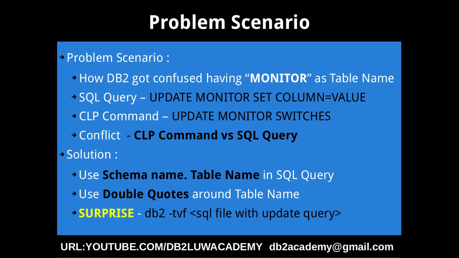And there is another surprise element here. If you take the query update monitor set column equal to value, put it in an SQL file and execute it like db2 -tvf with that SQL file, we would think the DB2 interpreter is going to interpret that as an SQL query, right? But it is surprisingly not. This is the main surprise actually. We always think that the SQL file is going to contain SQL queries, but you can see that it's not that way. I'm going to show that to you.